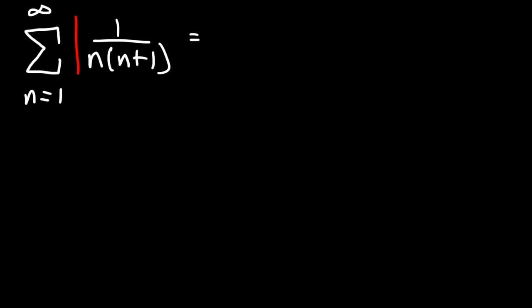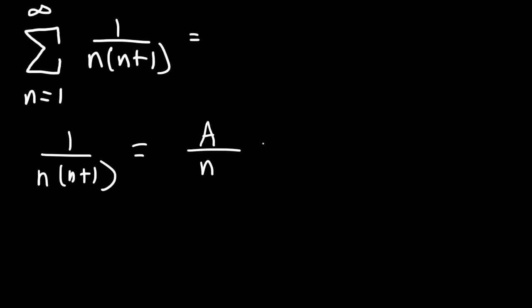What we need to do is take this fraction and decompose it into two simpler fractions. So we need to use partial fraction decomposition. Let's take a minute and focus on that part. We're going to set this fraction equal to a divided by n plus b over n plus 1.